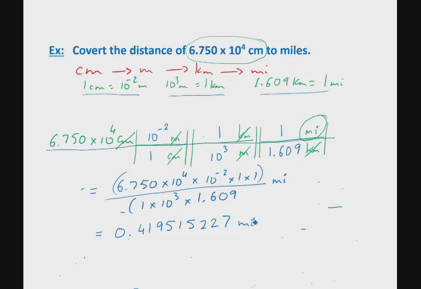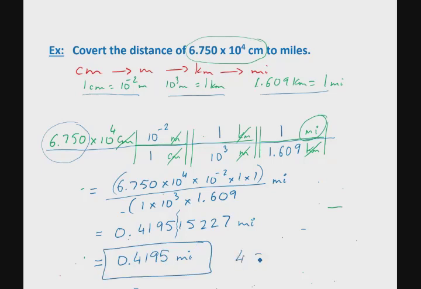No, it isn't. We do have to represent the final answer in the correct number of significant figures. So how many significant figures do you think this answer should be given in? Absolutely, 4. 4 significant figures, based on the coefficient of the measurement given. So that means we need to round this number, and that gets rounded to 0.4195 miles. That will be the final answer in 4 significant figures.